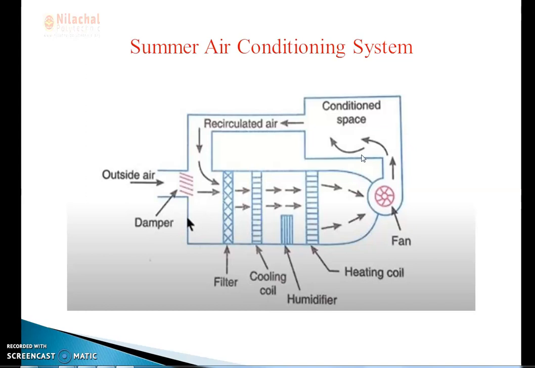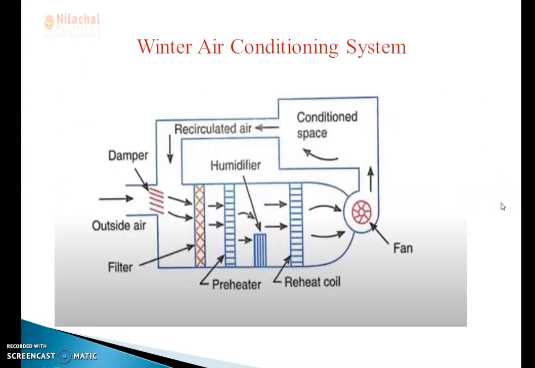So the outside air is sucked in and made to mix with the recirculated air to make up the loss of conditioned air through the exhaust fan or the ventilator from the conditioned space, and this process is repeated. So this is how the summer air conditioning system works. So this is all about the summer air conditioning. Let's start with the winter air conditioning.